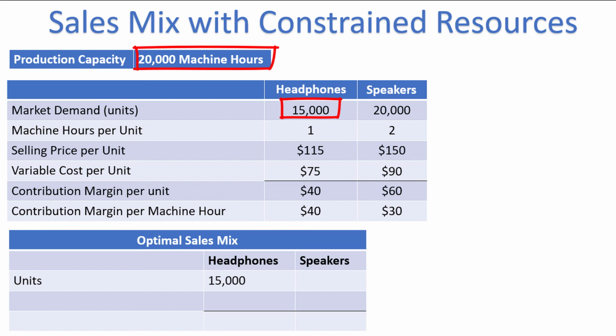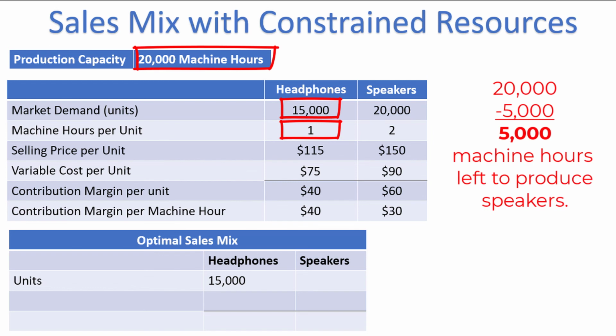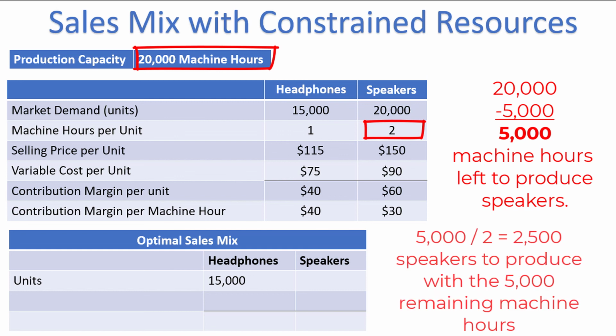Yes, we do. Each pair of headphones only requires 1 machine hour, so it will take 15,000 machine hours to meet the market demand. Once 15,000 machine hours are used to produce headphones, we will still have 5,000 left to produce speakers. Each speaker requires 2 machine hours, so 5,000 divided by 2 equals 2,500 speakers that can be produced with the remaining machine hours.